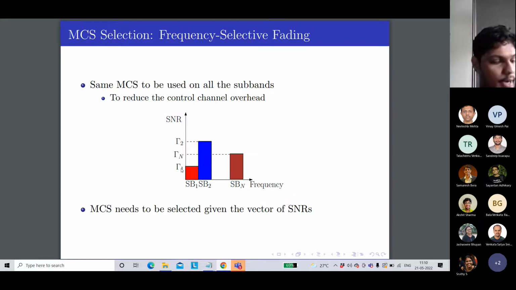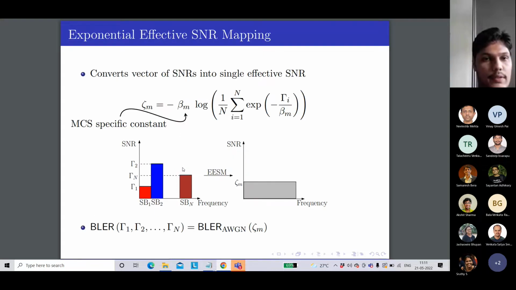So we have a vector of SNRs and we need to select the MCS given this vector of SNRs. To do that, we use a technique called exponential effective SNR mapping. It's a link quality metric. We'll see what it does. The exponential effective SNR mapping converts a vector of SNRs into a single effective SNR. It is dependent on the MCS. For example, zeta m is the effective SNR of MCS m. It is given by this formula: beta m, an MCS-specific constant, times log of 1 by n, summation 1 to n, exponential of minus gamma i by beta m, where gamma i is the SNR of the ith subband. We can see the exponential effective SNR mapping is converting a vector of SNRs into a scalar value SNR zeta m.